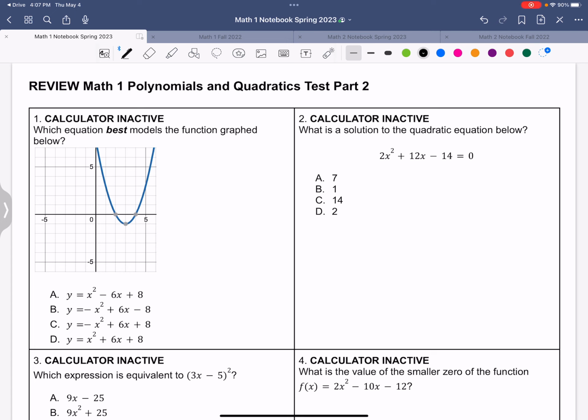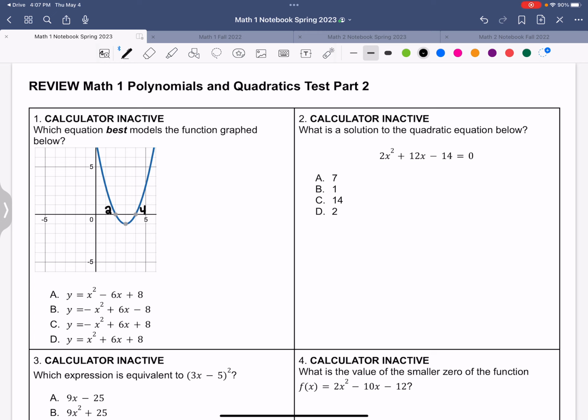Number 1, which equation best models the function graphed? What we can do here is identify the zeros or the x-intercepts from each of these equations and see which of them matches this graph. So we have these two x-intercepts. They are at 2 and 4.